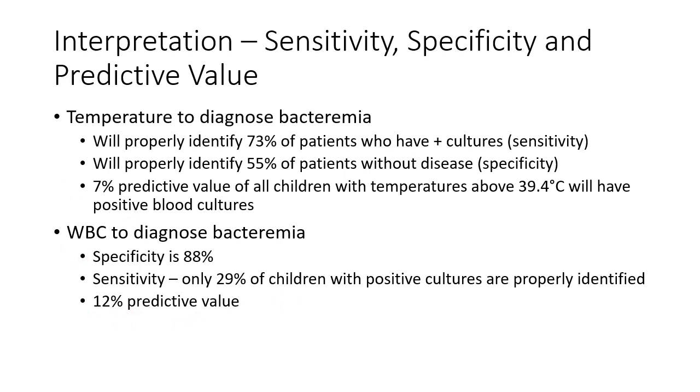That makes some sense. Now go back through, and again, sensitivity is able to identify people who have the disease when the test is positive, and specificity is able to rule out the disease in people who are negative on that test, okay?